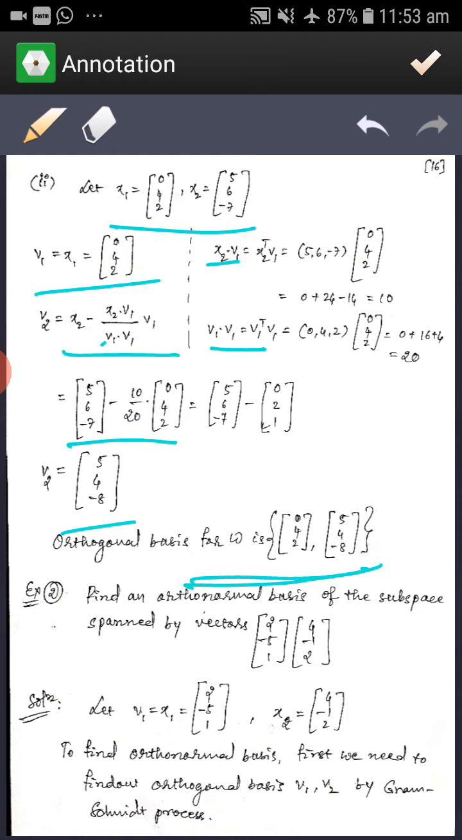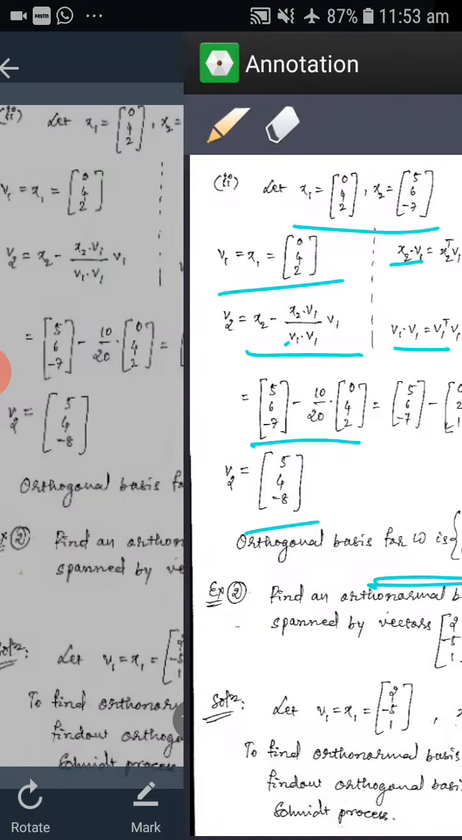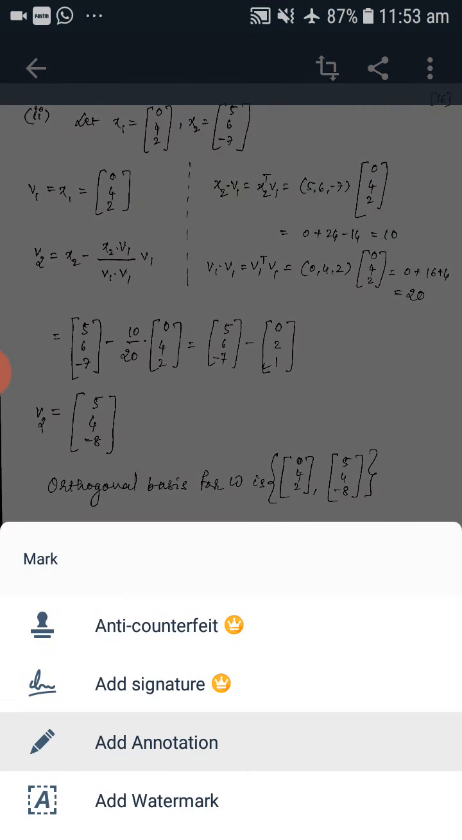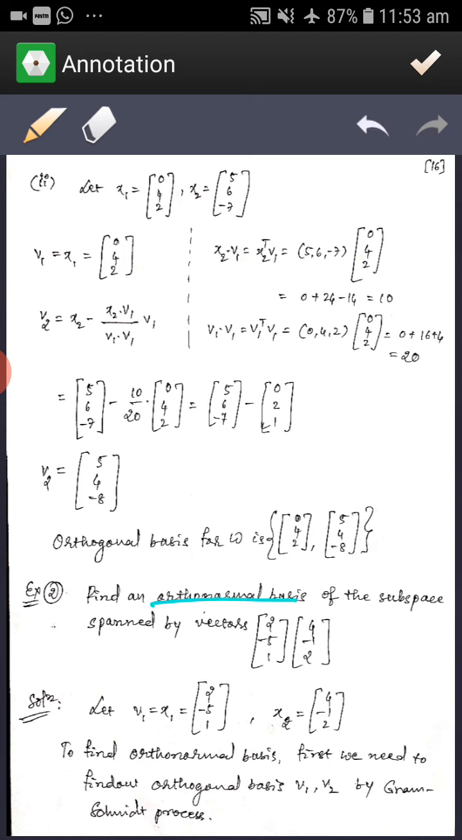In the above problems we have calculated only orthogonal bases. In this problem we need to calculate the orthonormal basis. To calculate orthonormal, first we need to calculate the orthogonal. If they have given orthogonal vectors, there is no need to calculate through Gram-Schmidt, but here they have given x1 x2, so we need to calculate v1 v2 through Gram-Schmidt. After that we need to calculate the orthonormal.